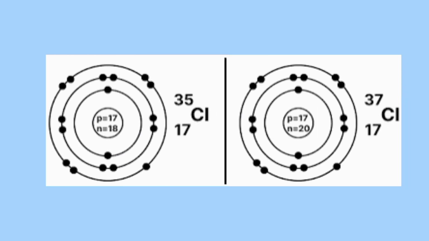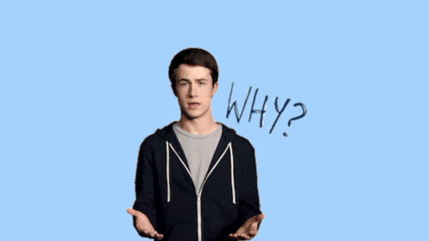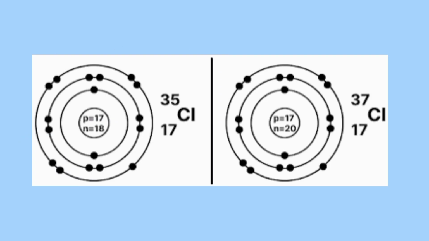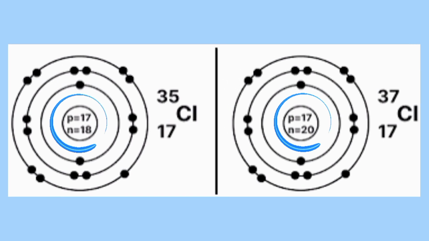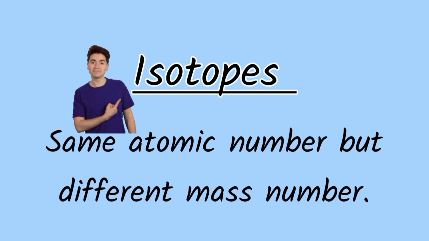Some atoms are found to have the same atomic number but different mass number. For example, chlorine here has an atomic number of 17 but different mass numbers. Why does that happen? It happens because the two atoms of chlorine have the same number of protons but different number of neutrons. Therefore, the atomic number does not change but the mass number does change. These kinds of atoms that have the same atomic number but different mass number and yet belong to the same element are known as isotopes.